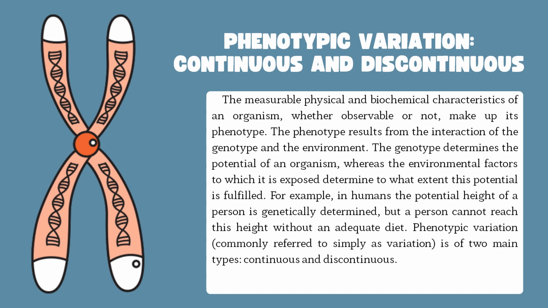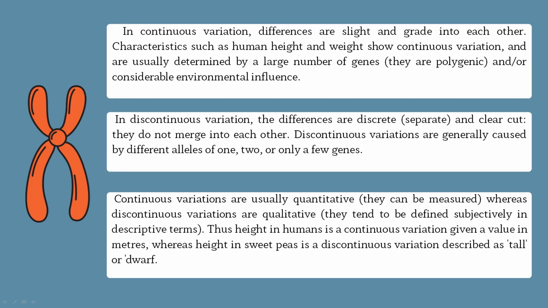Phenotypic variation is of two main types, continuous and discontinuous. In continuous variation, differences are slight and grade into each other. Characteristics such as human height and weight show continuous variation and are usually determined by a large number of genes and considerable environmental influence.